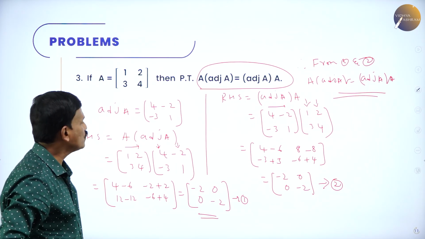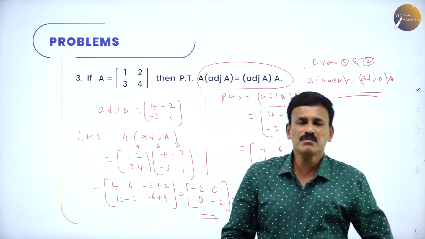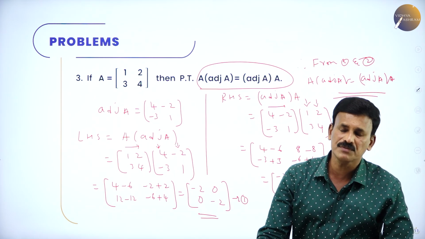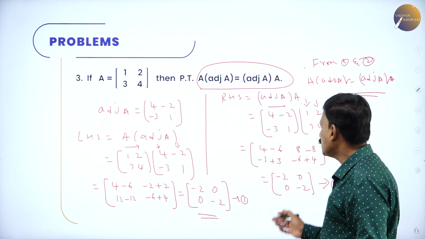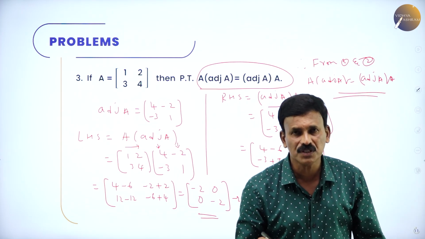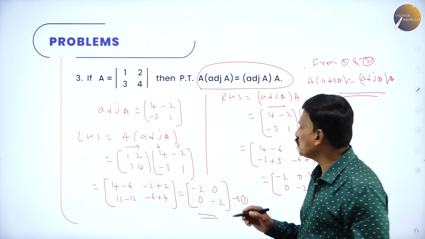This is in case of 2 rows 2 column. So, for any square matrix of order 2 rows 2 column or 3 rows 3 column, A into adjoint of A is equal to adjoint of A into A. While explaining the property, I said A into adjoint of A is also equal to adjoint of A into A, which is also equal to determinant of A into I.